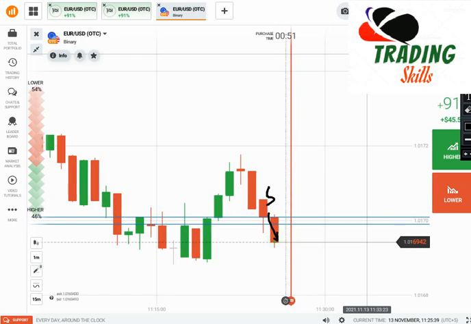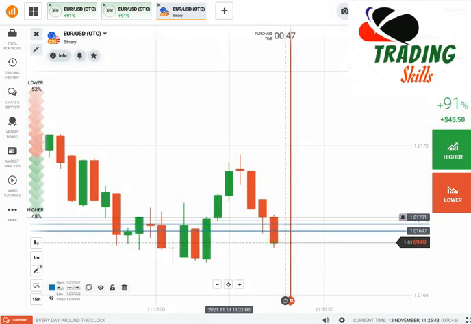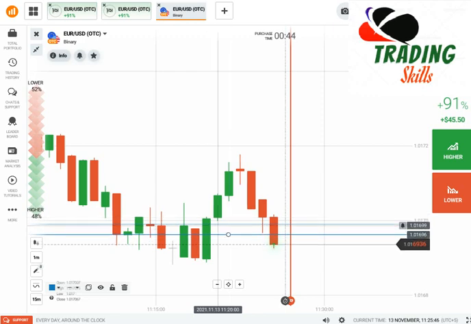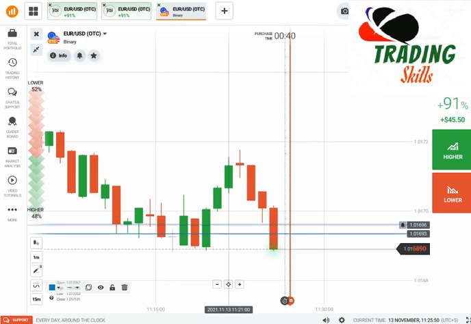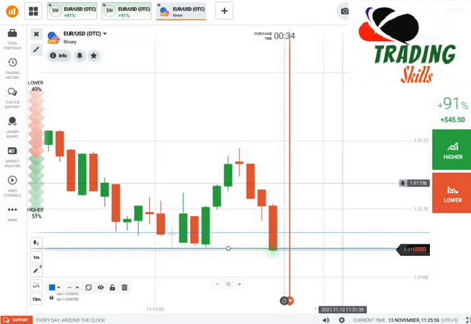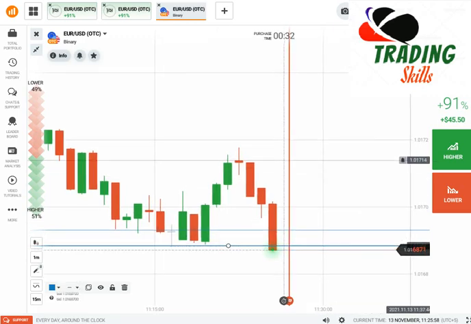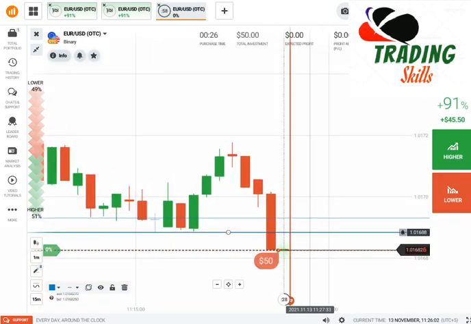So I need to identify a level near this area. Now you can see this is the level. This is the second level, so I need to wait. Now again I can go here with the sellers easily.